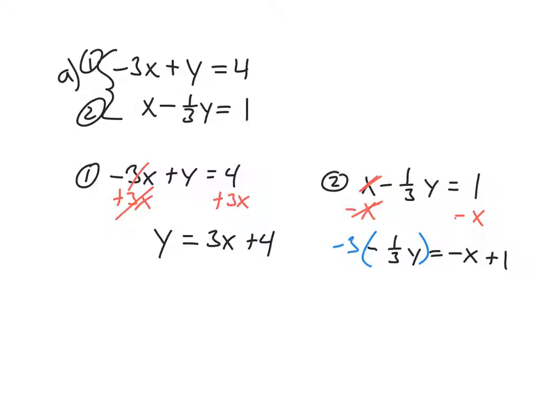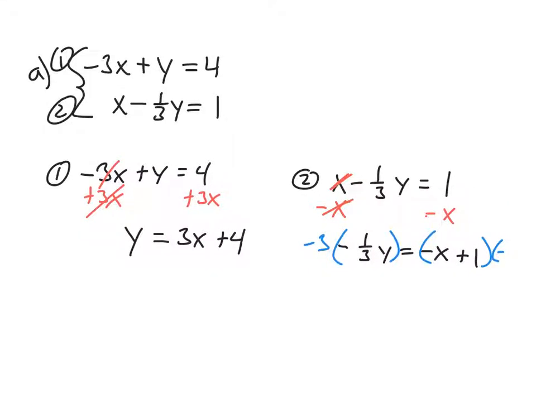So I'm going to multiply here by a negative 3, multiply here by a negative 3. All right, so then negative 3 times negative 1/3 leaves me with 1y. And on the right side, I have to distribute a negative 3 through. So negative 3 times negative x gives me 3x. And negative 3 times 1, minus 3.